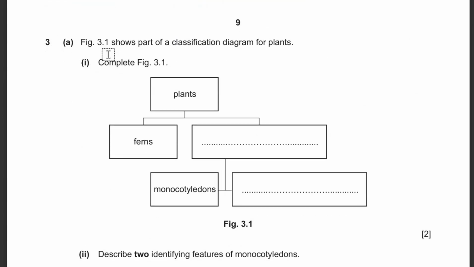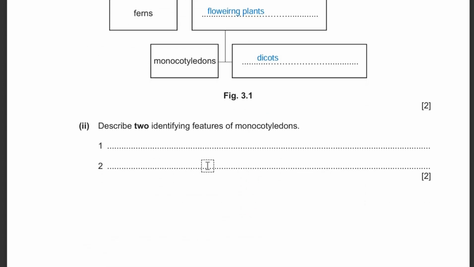Right, question number 3, A. Figure 3.1 shows the classification diagram for plants. Complete figure 3.1. So plants are classified into flowering plants and non-flowering plants. Non-flowering plants are the ferns, and the normal plants we label as flowering plants. Now, flowering plants are further classified into monocotyledons and dicotyledons. Here we score 2 marks.